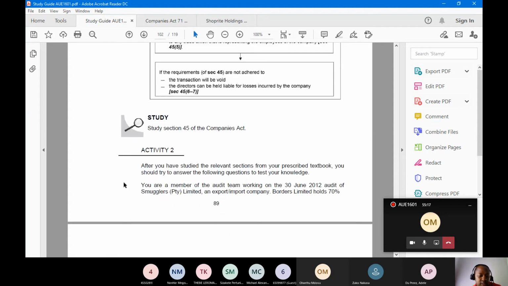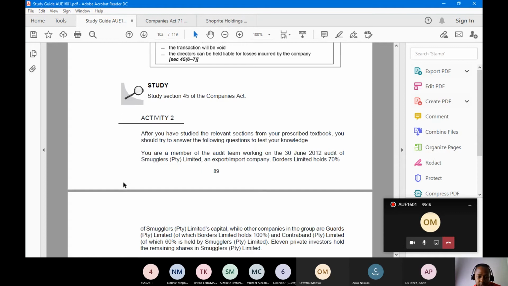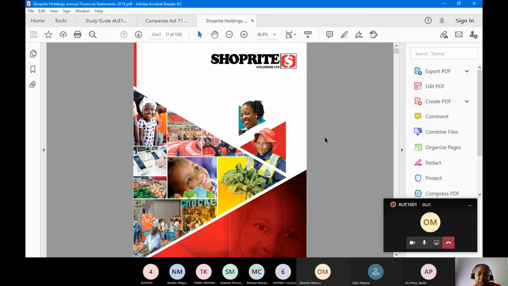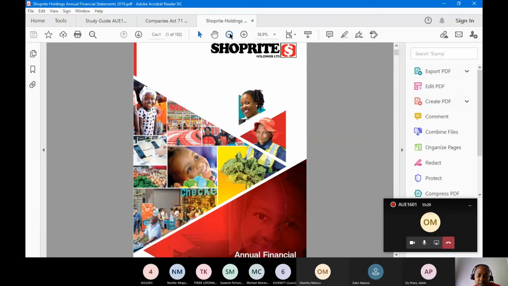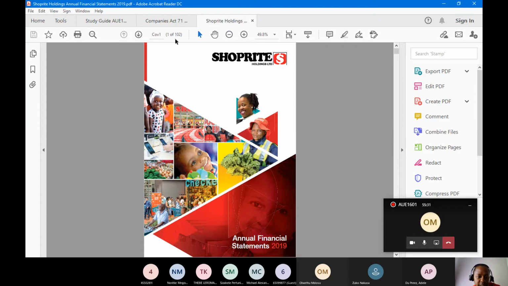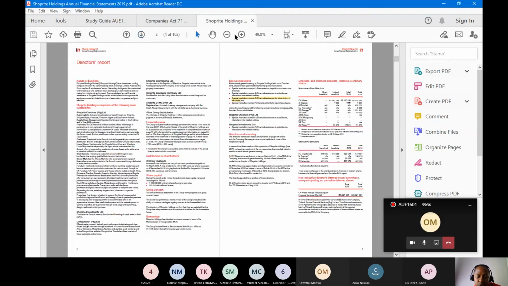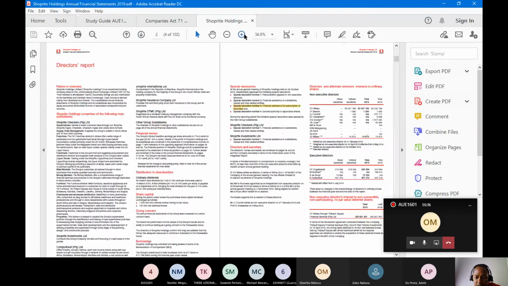Today's session is quick and short. What I want to do before I open the room for any questions, going back into the Shoprite Holdings annual financial statements of 2019, when I actually looked through it, I noticed this section that I will just put on the screen here.